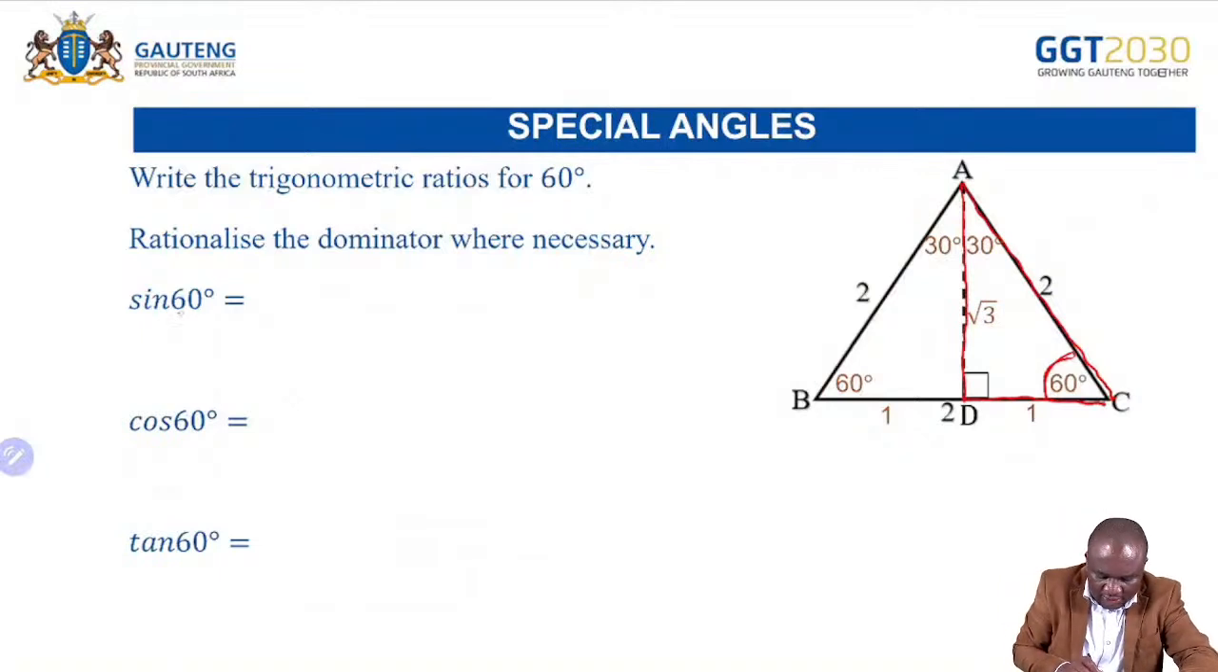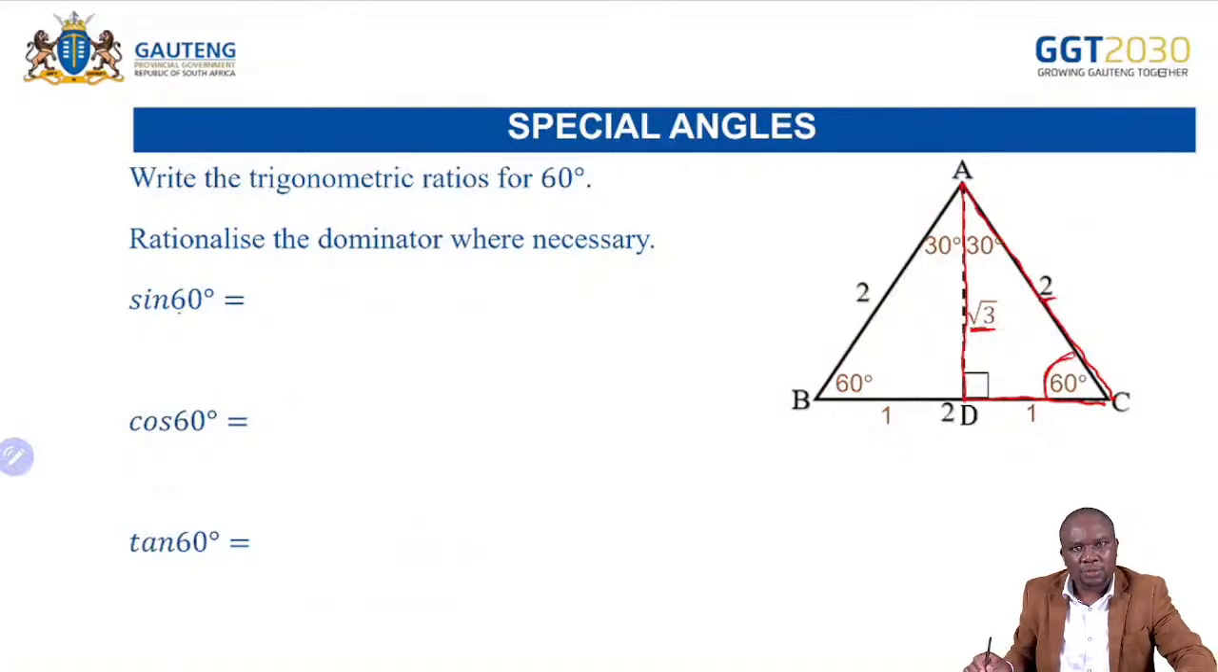And then sine 60 degrees is opposite over hypotenuse. Opposite is root 3, then hypotenuse is 2. So it means it's going to be root 3 over 2. If you can try to be ahead of me, try to do that and then mark your work after I've given you the answer. Cos 60 degrees. Cos 60 degrees would be adjacent over hypotenuse. Adjacent over hypotenuse, and then it's 1 over 2.